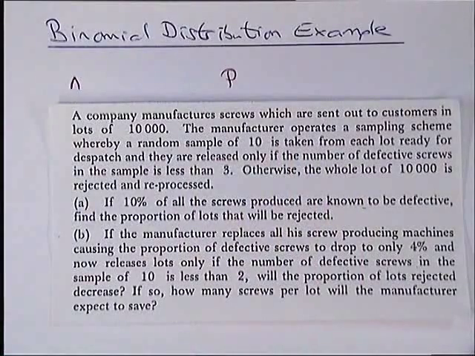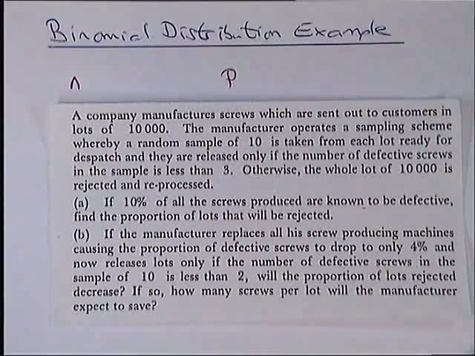So if we look at the question, a company manufactures screws which are sent out to customers in lots of 10,000. The manufacturer operates a sampling scheme whereby a random sample of 10 is taken from each lot ready for dispatch, and they are released only if the number of defective screws in the sample is less than 3. Otherwise, the whole lot of 10,000 is rejected and reprocessed. Part A of the question: if 10% of all the screws produced are known to be defective, find the proportion of lots that will be rejected.